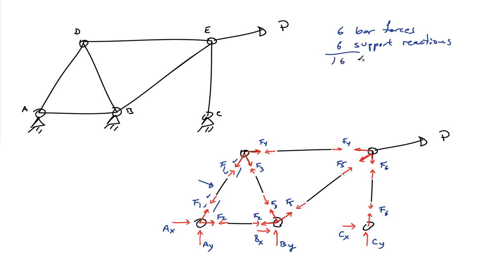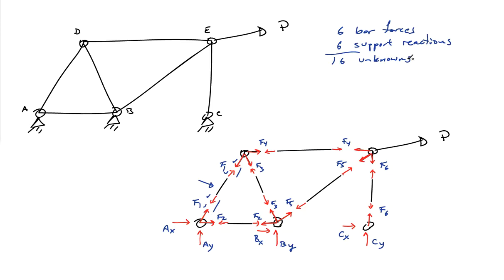So there are a total of 12 unknowns. And the equations that are available to me to solve for these 12 unknowns are the equilibrium equations, one set of equilibrium equations for each rigid body. Now I've already used up the equilibrium equations for each bar, and the only equilibrium equations available to me are the equilibrium equations for each joint or node.